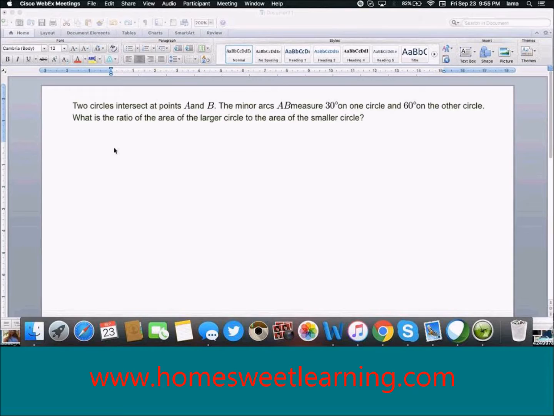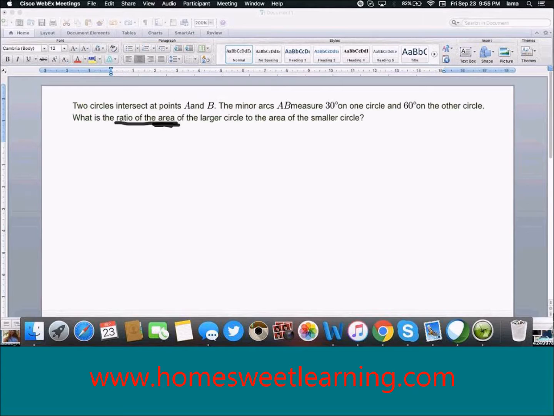So we'll read out the question first, and it says that there are two circles that intersect at points A and B, and the arc of each of the circles between points A and B measures 30 degrees on the one circle, and on the other circle it's 60 degrees. And we're trying to find the ratio between the two areas. So the area is a key thing. That's what we're looking for, of the larger circle to the smaller circle.